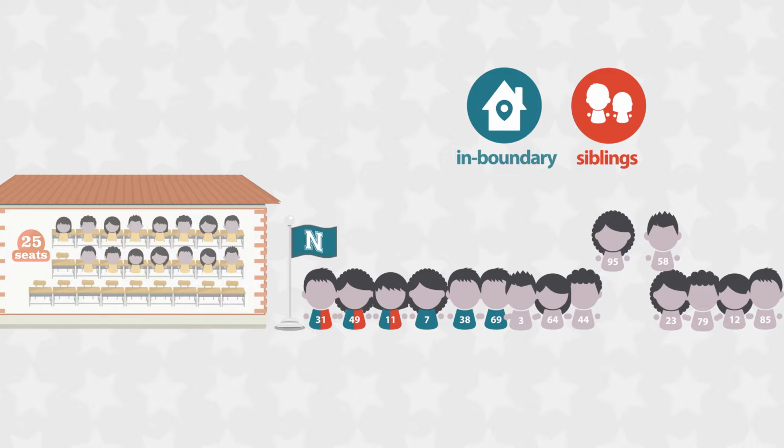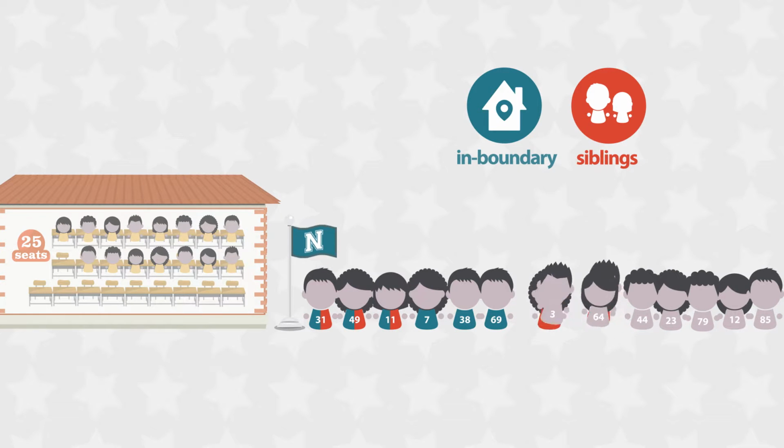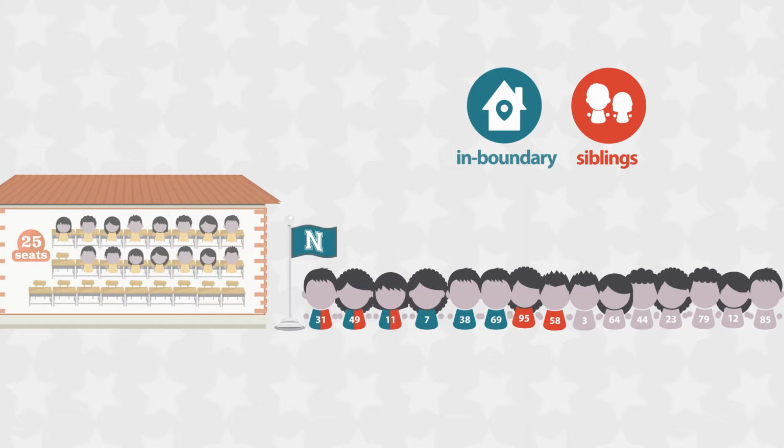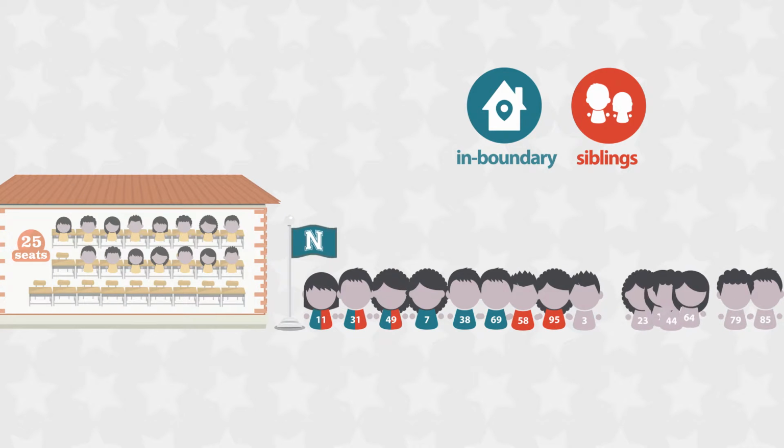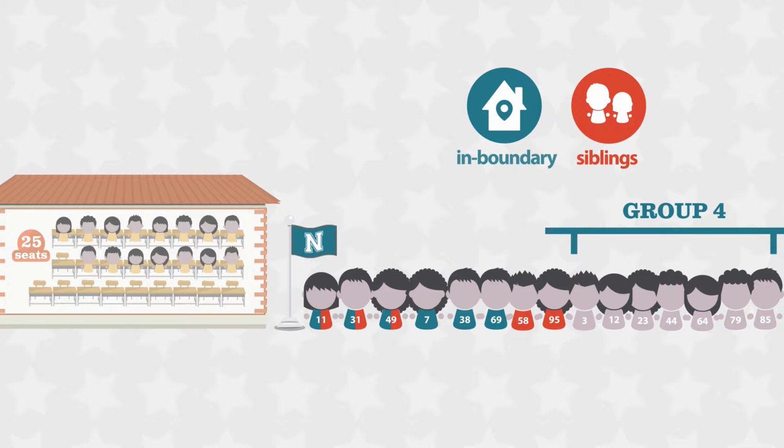These 2 applicants are siblings of current students who do not live in the school's boundary, so they are in priority group 3. The remaining do not have siblings attending Nat's School, nor do they live in the school's boundary. They are in the final group. Now, we can line up each student within their lottery preference group in order of his or her random number. Now we know in what order to place students at Nat's School.